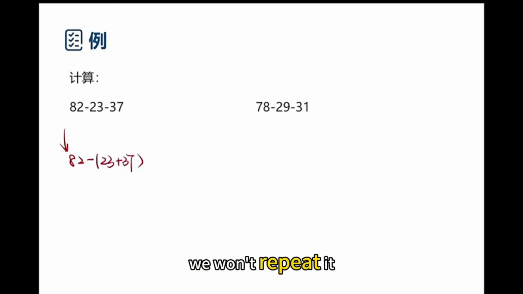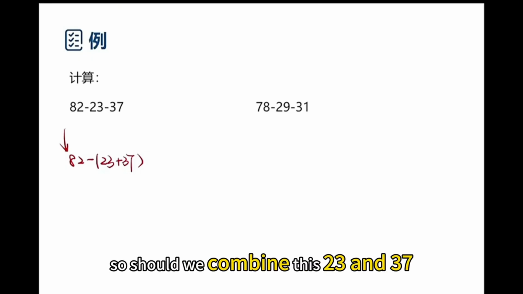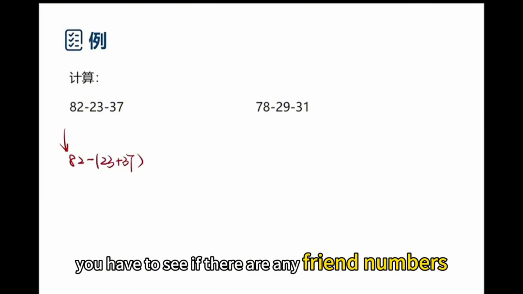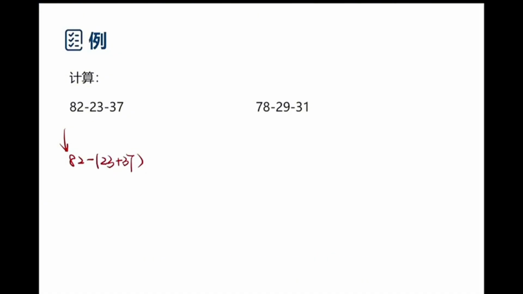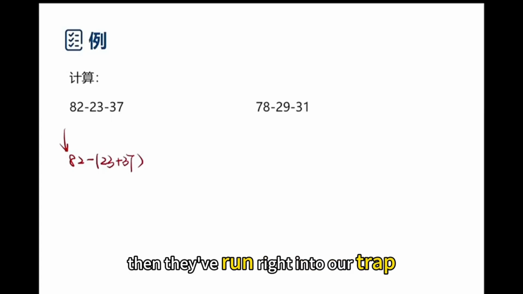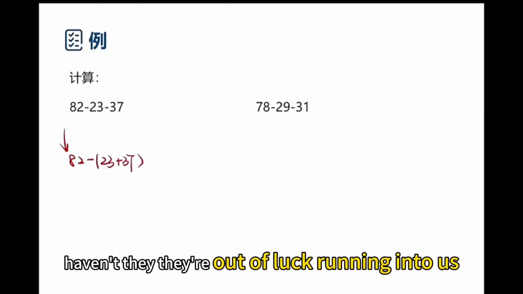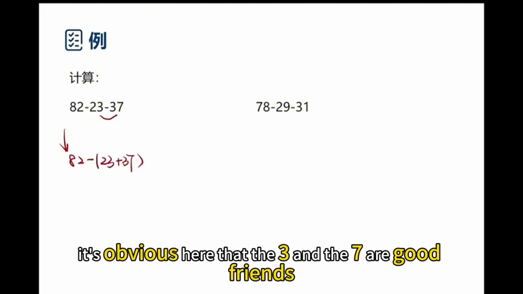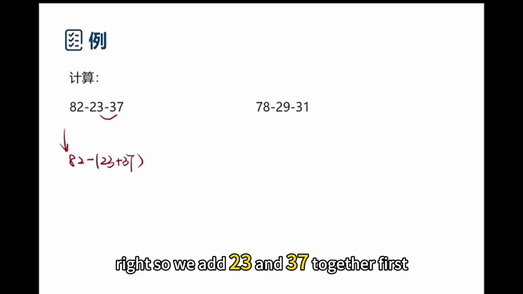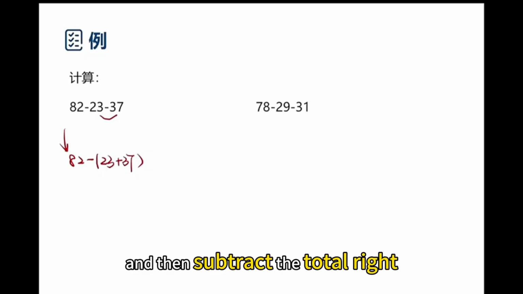So should we combine this 23 and 37? You have to see if there are any friend numbers. If there aren't, we calculate from left to right. If there are friend numbers, then they've run right into our trap, haven't they? They're out of luck running into us. We're invincible at solving this kind of problem, right? It's obvious here that the 3 and the 7 are good friends, right? So we add 23 and 37 together first, and then subtract the total, right?